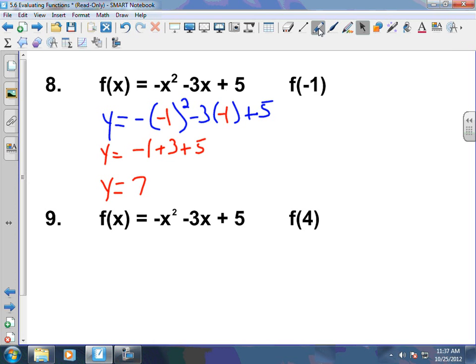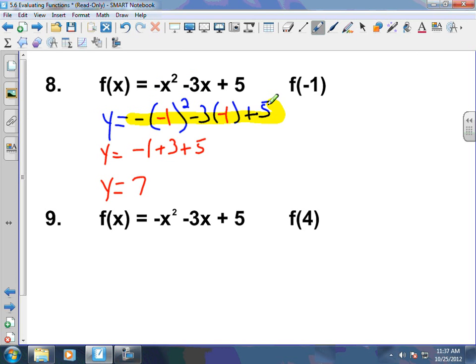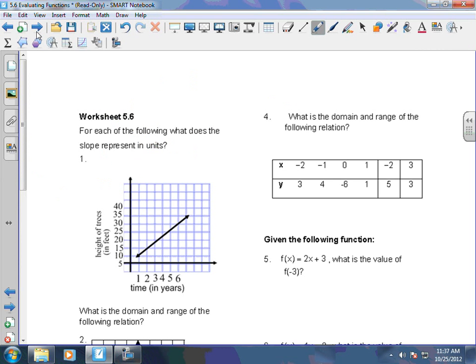If you put it in the calculator, just like this here, with your parentheses, it will give you the right answer. So, number 9, you can do on your own. This is the worksheet. We're not going to go over it.